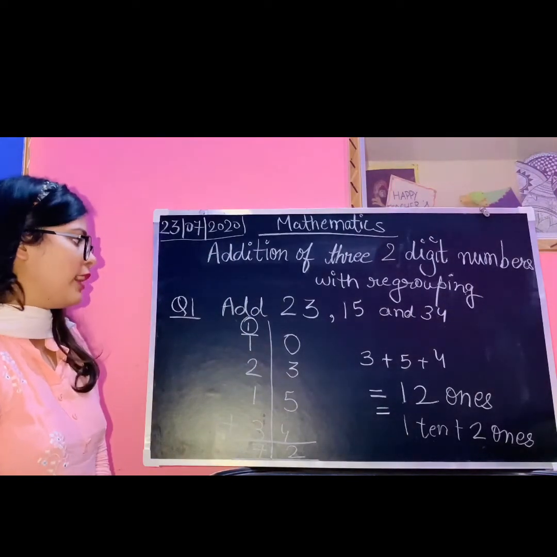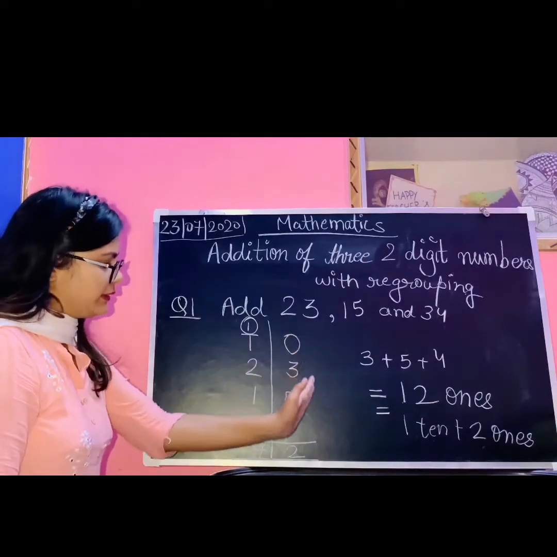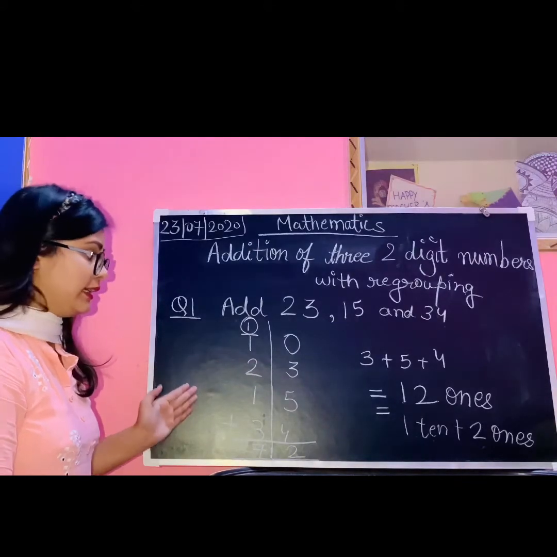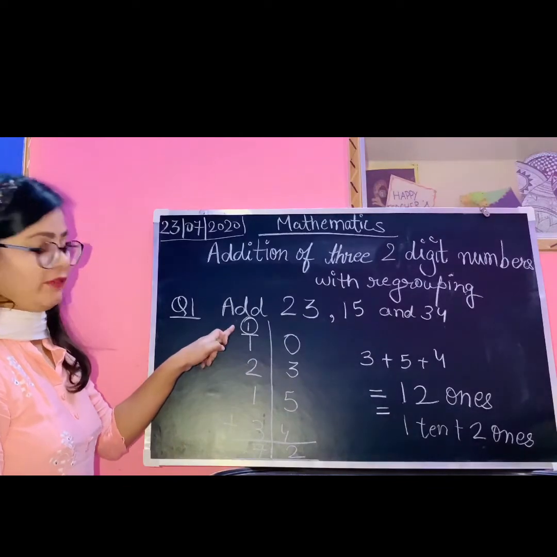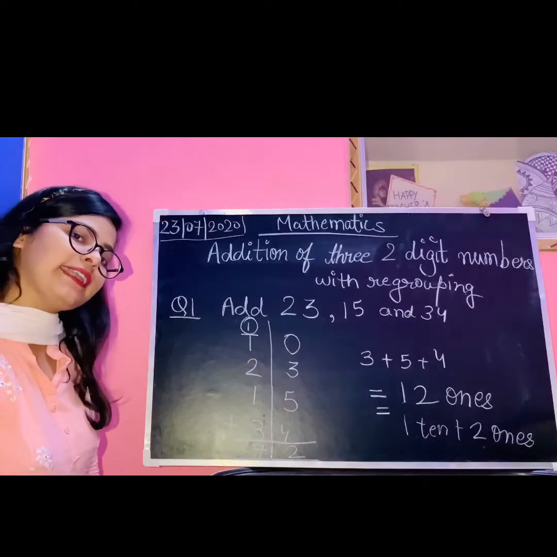Is it clear everyone? Have you understood how I separated them? Ones separately I have added and tens I have added separately. And you can see that I have carried 1 to this tens place. So is it clear everyone?